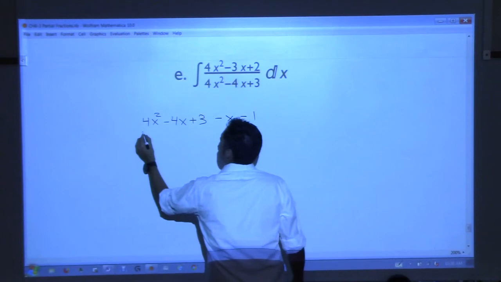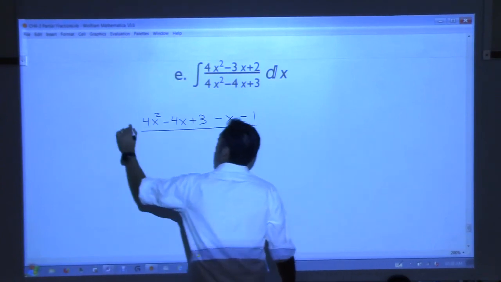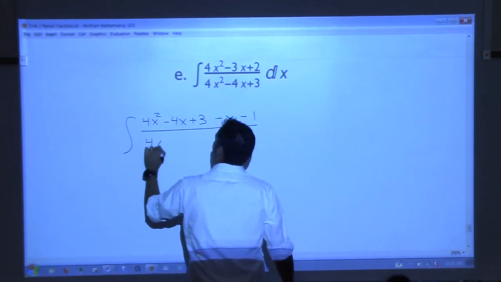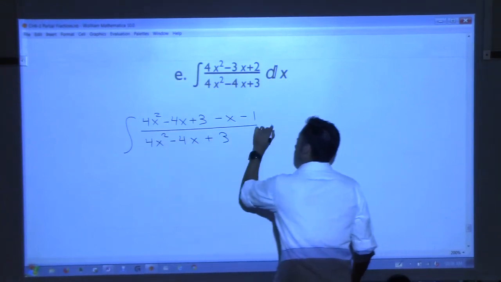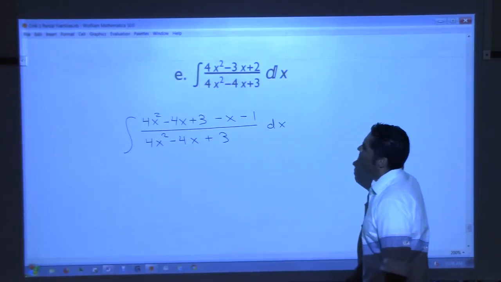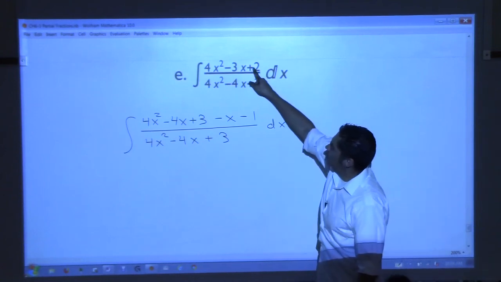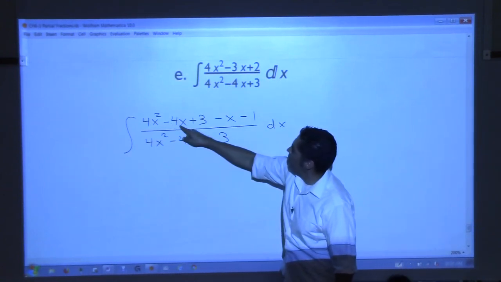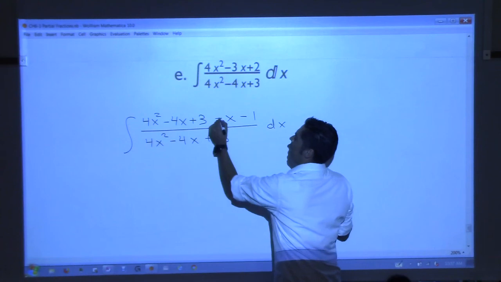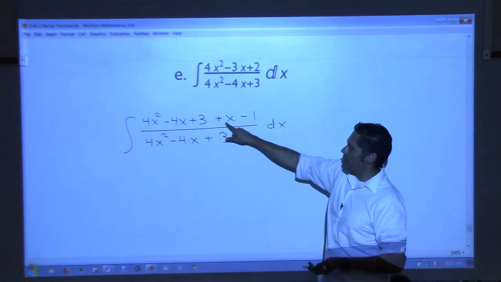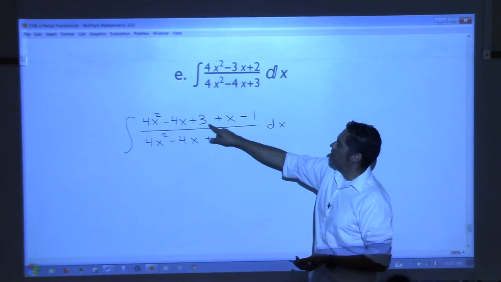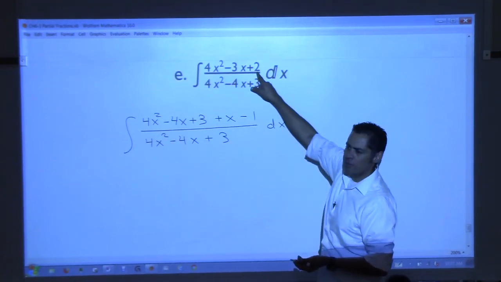I think I'm doing this right. Let me see. Okay, do you agree that that numerator is the same numerator that's up here? 4x squared, what's minus 4x plus x? Sorry, plus x. Isn't minus 4x plus x minus 3x? Isn't 3 minus 1 still 2?